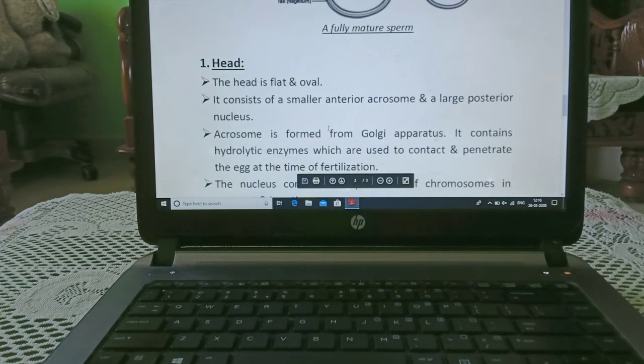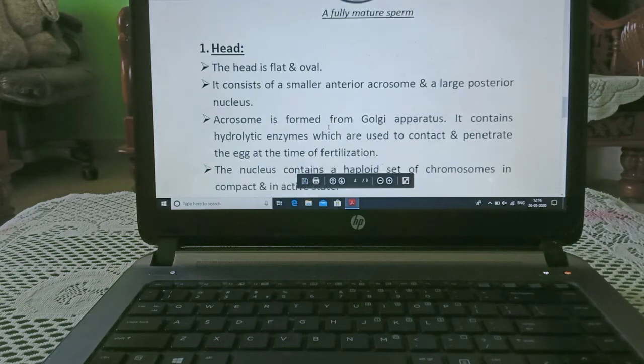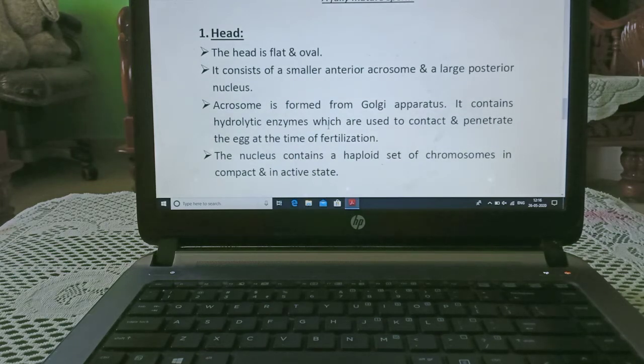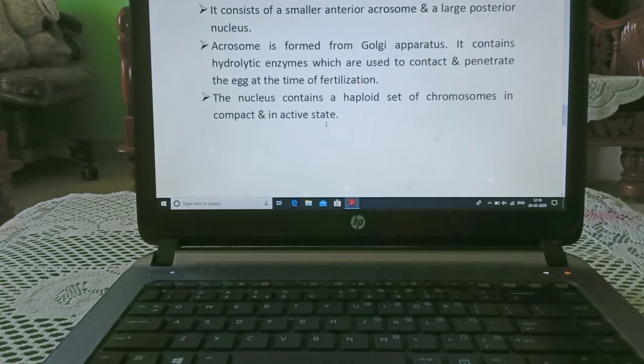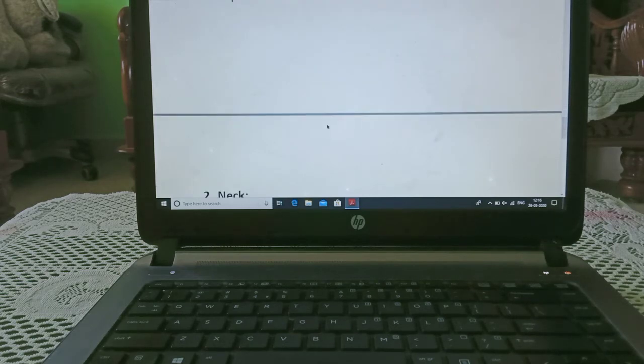Now we are starting with the head. The head is flat and oval. It consists of a smaller anterior acrosome and a large posterior nucleus. The acrosome is formed from the Golgi apparatus. It contains hydrolytic enzymes which are used to contact and penetrate the egg at the time of fertilization. The nucleus contains a haploid set of chromosomes in a compact and inactive state.